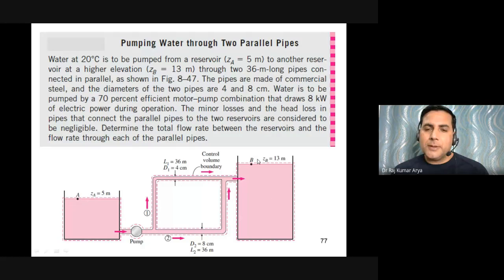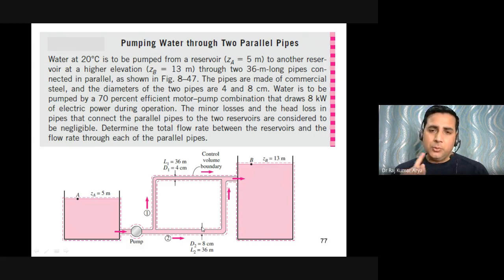So from point A, you are moving the flow to point B. And there are two pipelines. The length of each pipeline is the same, only the diameter is changed. And here you have a pump connected to that. You are supposed to calculate how much flow is going to this pipeline, how much flow is going to the second pipeline. So first, you will always apply your energy equation between point A and point B.